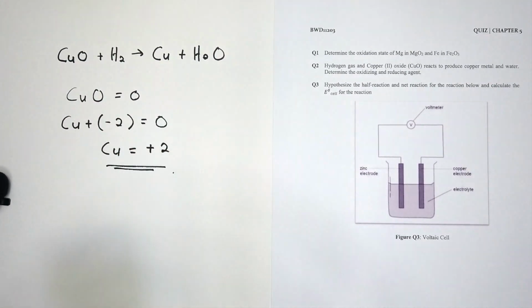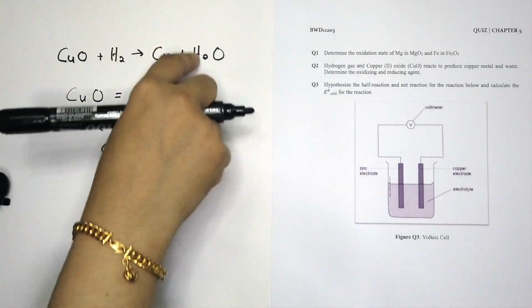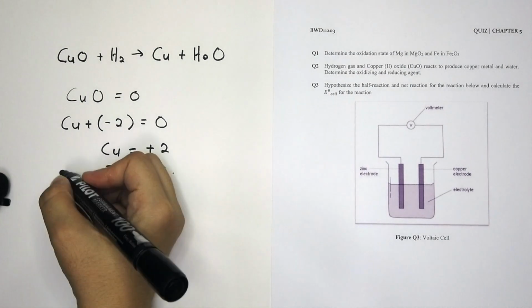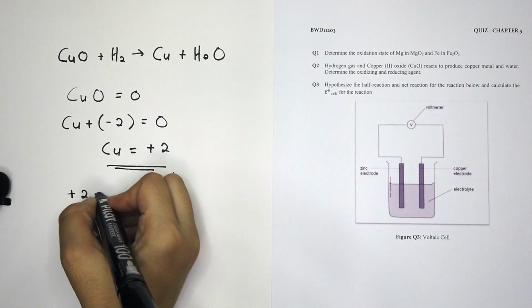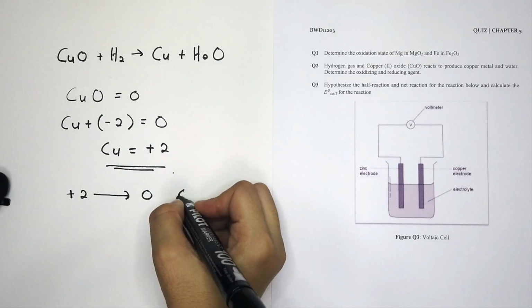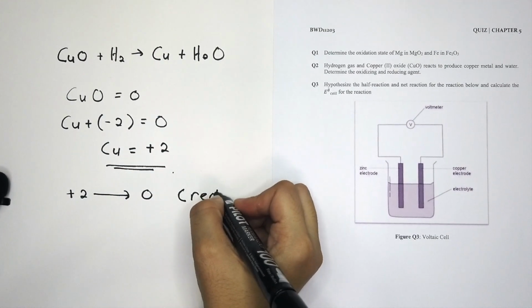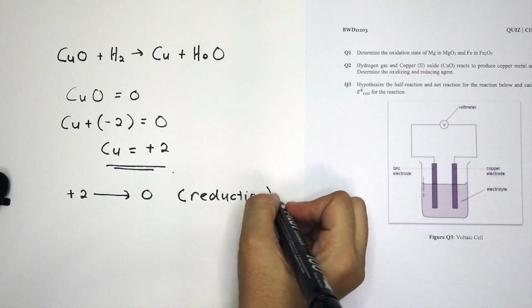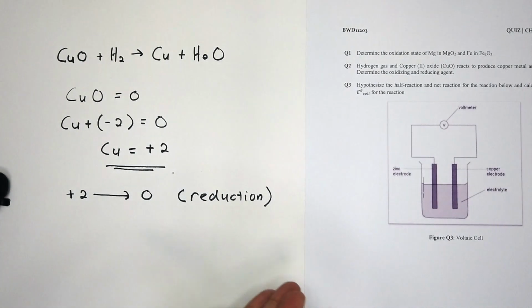And if you can remember, if it is in its elemental form, the oxidation state shall be equivalent to 0. So from +2 to 0, it follows a reduction reaction.